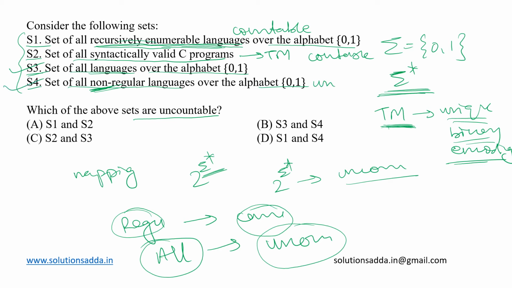Hence we got the sets S3 and S4 both to be uncountable, while S1 and S2 are countable. Hence, since we have been asked for the uncountable sets, we would go with option B, which is S3 and S4. Both of them are uncountable sets.